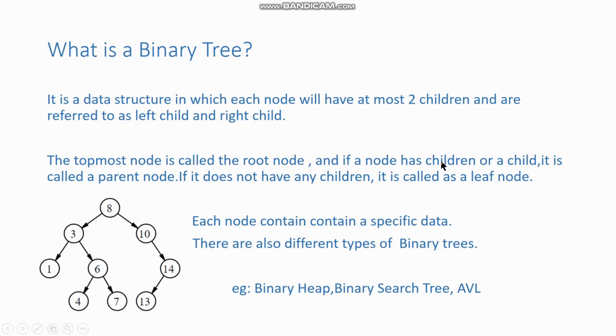And if a node has children, that is 8 has got 2 children, that is 3 and 10, it is called a parent node. If it does not have any children, it is called a leaf node. That is 1, 4, 7 and 13. Since 1, 4, 7 and 13 do not have any children, they are called leaf nodes. Each node contains specific data. Since it is a data structure, it is designed to contain data.